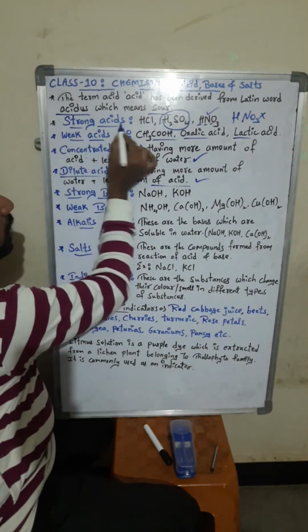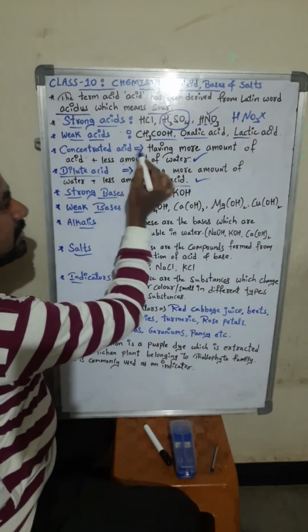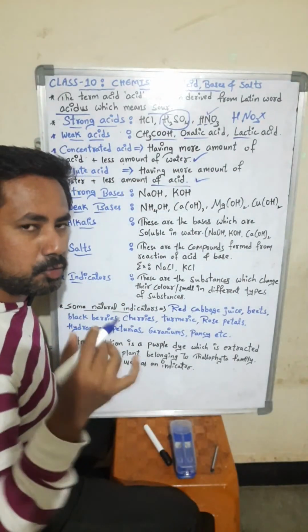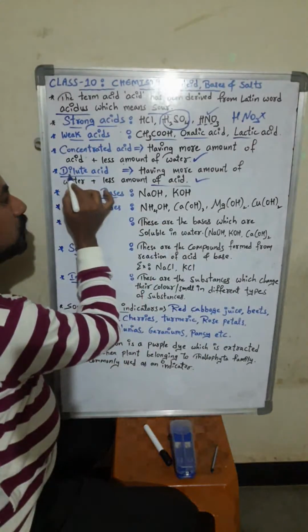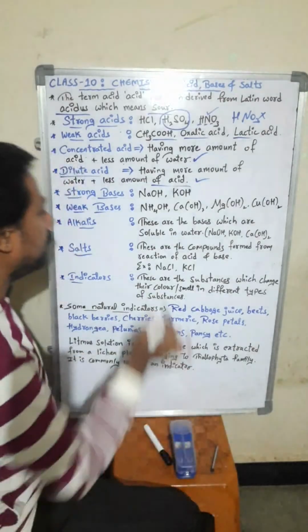What we have seen? Strong acids we have seen, weak acids we have seen. Examples. Concentrated acid मतलब क्या है? What do you mean by concentrated acid? What do you mean by dilute acid we have seen? Basic things, very, very important.